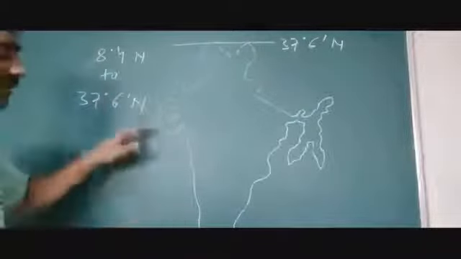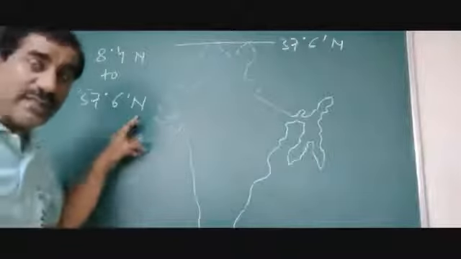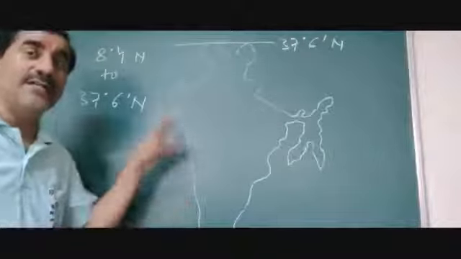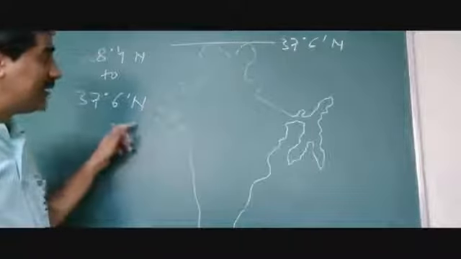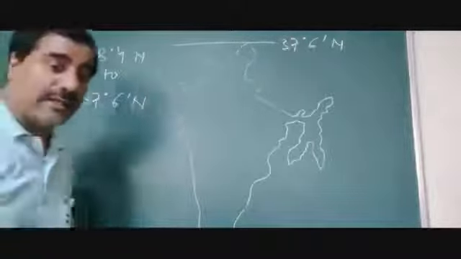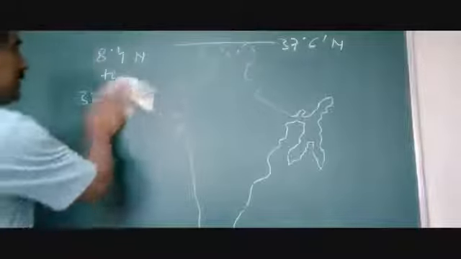37 degrees 6 minutes. So you know this is the northern side. It means we can say our country is located in the northern hemisphere. Correct? Okay, dear. So our country is located in the northern hemisphere. And what is the longitude size?